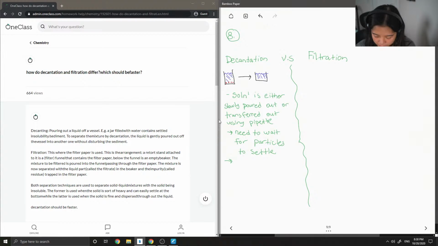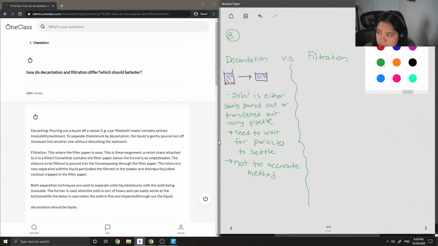So it seems pretty easy. However, this method is, say, less accurate. I'll call it not too accurate of a method. Okay, so let's compare this with filtration. Let me try to draw it out again.